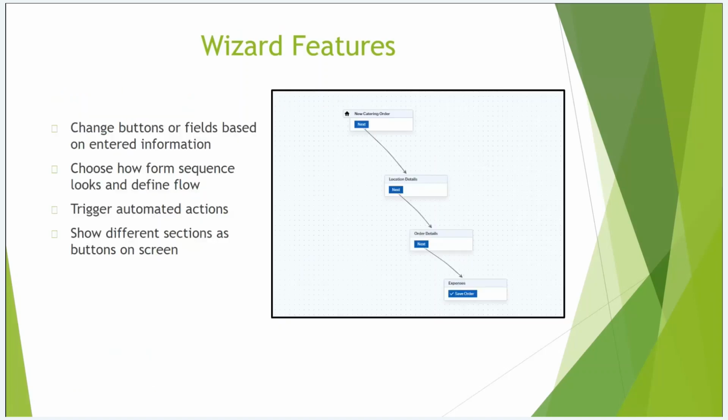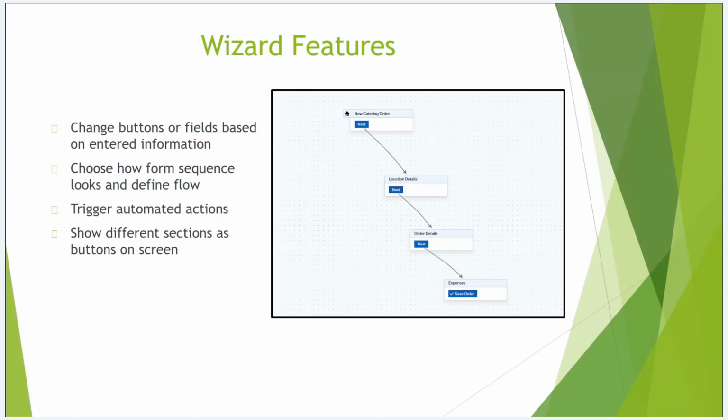Other features include that you can show or hide, enable or disable buttons based on information that's entered. You can also dynamically change fields on the form based on that entered information. You can choose how the form sequence looks and define the flow. You can trigger automated actions between forms or after submission. So if you wanted to send an email or create a task, you could do that.